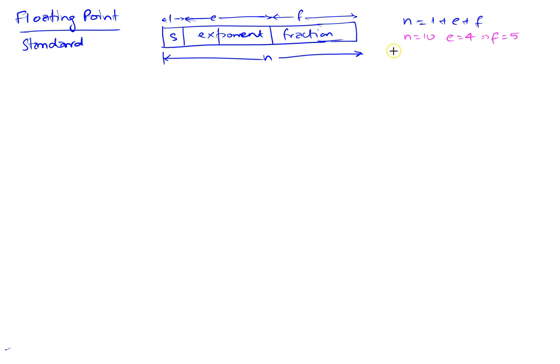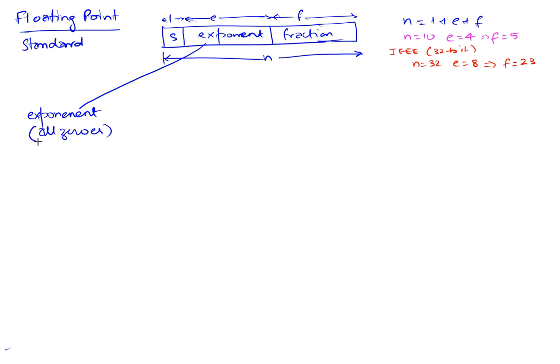The IEEE standard for 32-bit numbers has n equals 32, e equals 8, which makes f equal to 23. So an n-bit number that is in scientific format, when you look at one, you can answer what it represents by first looking at the exponent. If the exponent is, say, all zeros, then it falls under the category of what we call denormalized.